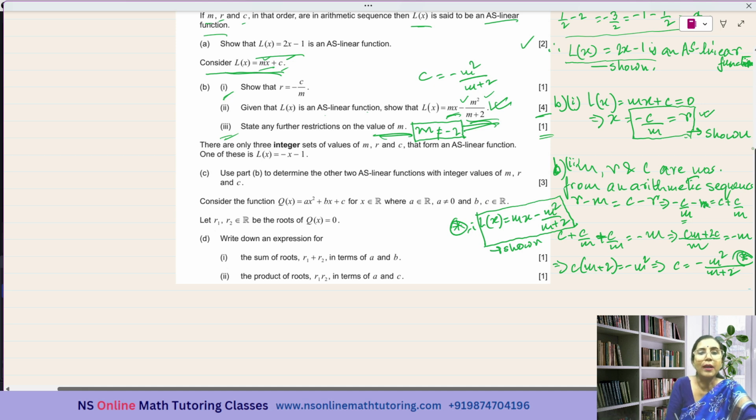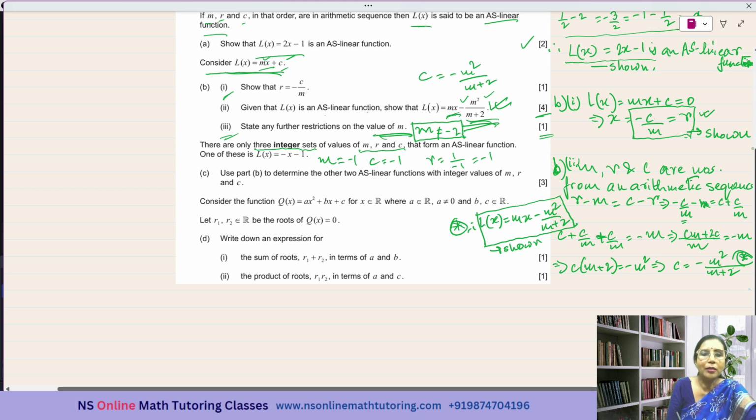Okay? So we have solved this part B, and then we come to the subpart C, which says there are only 3 integer sets of the values of m, r, and c that form an ES linear function. One of these is L of x equal to negative x negative 1. That means m is equal to negative 1 and c is equal to negative 1. And r was equal to negative c over m, so r is equal to 1 over negative 1. Okay, so it is equal to negative 1. So m equal to negative 1, c equal to negative 1, and r is also equal to negative 1. So this is one of the ES linear functions. So you may say that then what is the common difference? The common difference is simply 0.